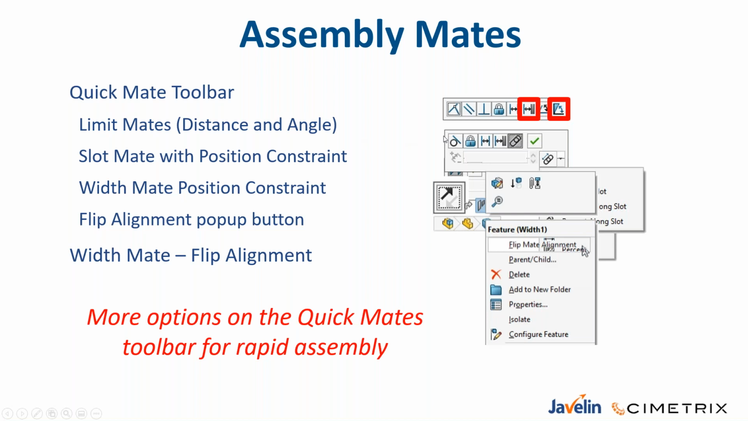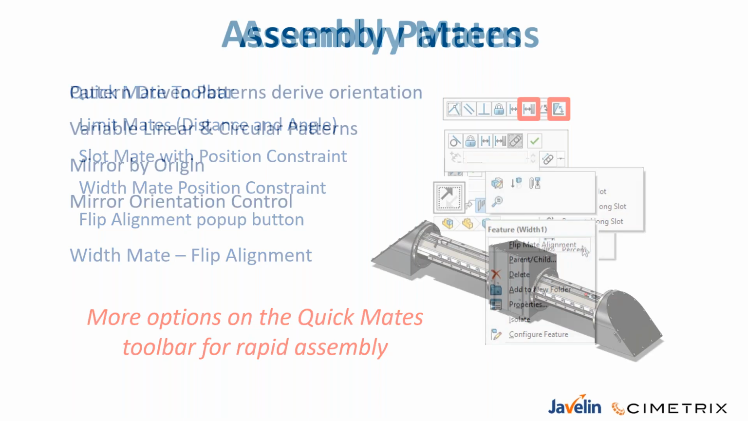All right, so we saw that we have many more options in our quick mates toolbar. So it allows us to work very quickly to constrain our components in our assemblies.